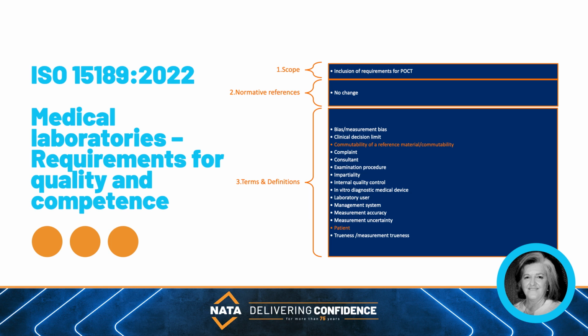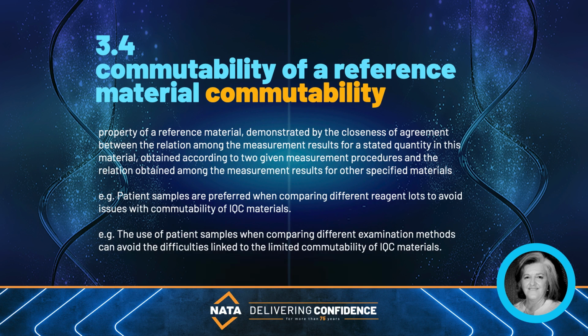Commutability of a reference material, commutability, is a definition that has been added. Commutability, in very simplified terms, refers to how close a reference material is in providing the same or similar results for 2 different methods. The higher the result, the better applicability of the reference material.